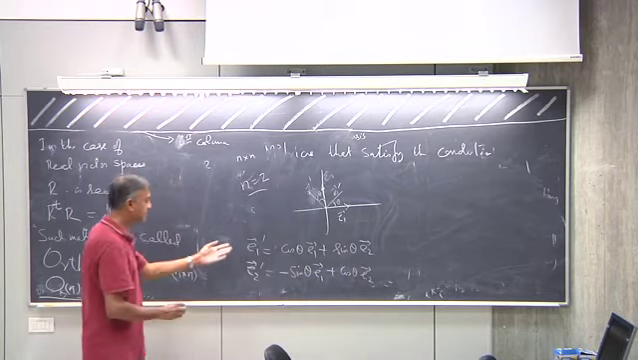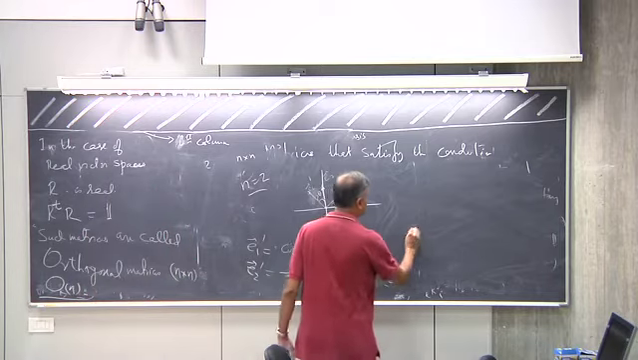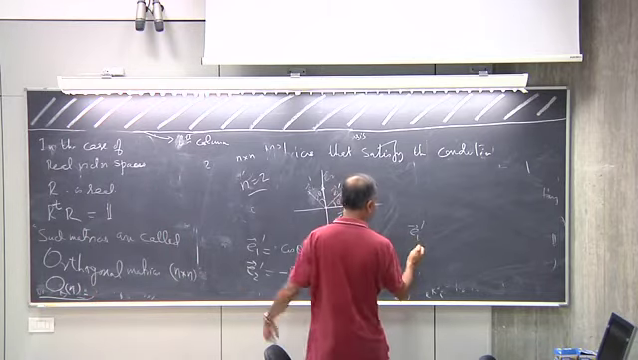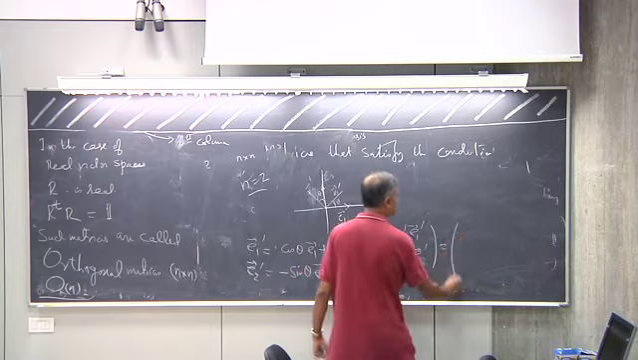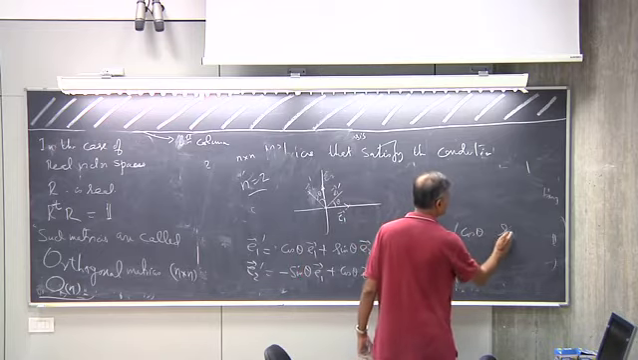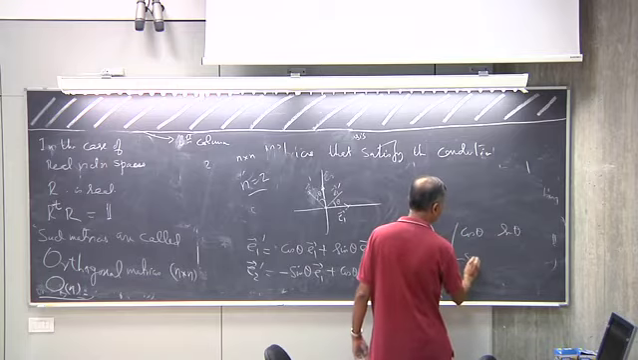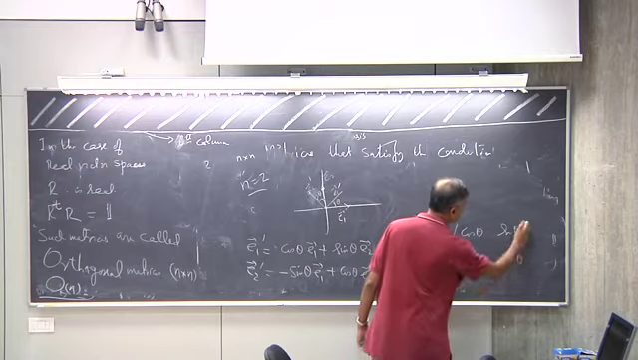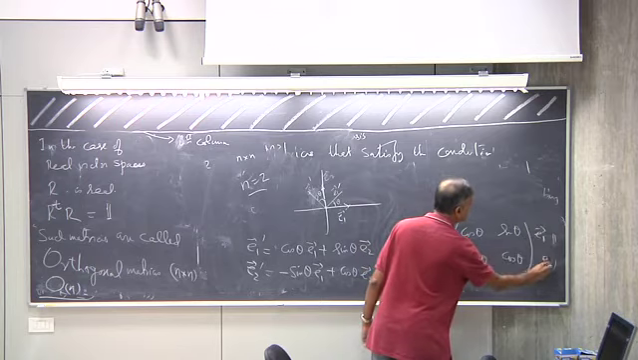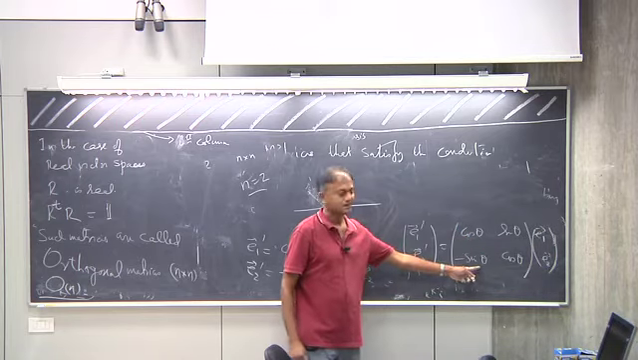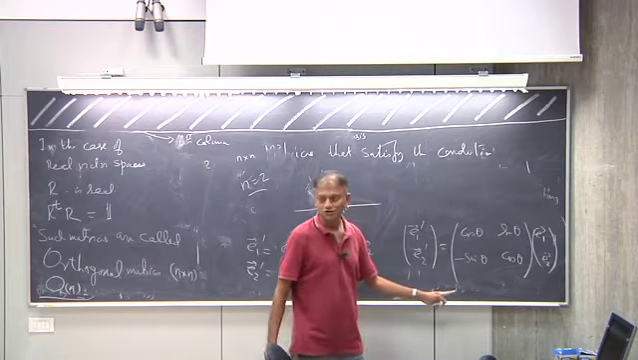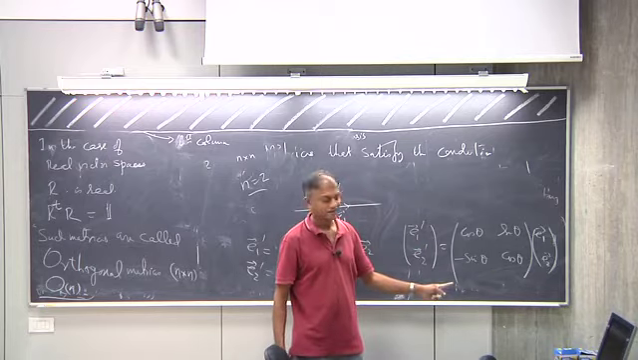In the matrix language you can write it like this. E1 prime, E2 prime is the same as the matrix cosine theta, sine theta, minus sine theta, cosine theta, acting on E1, E2. So this is the matrix R in this case. And indeed you can check that this is orthogonal.